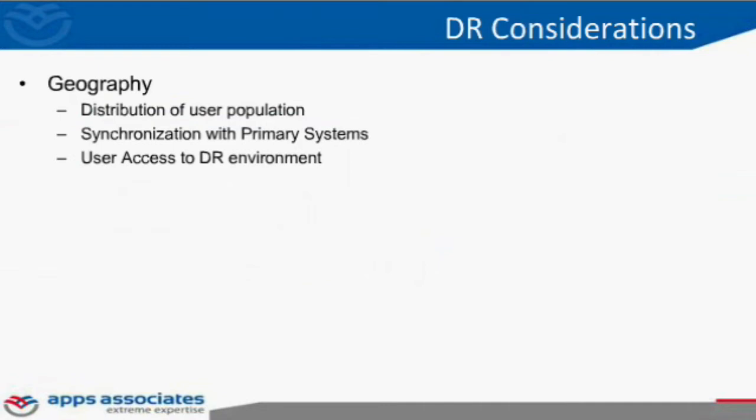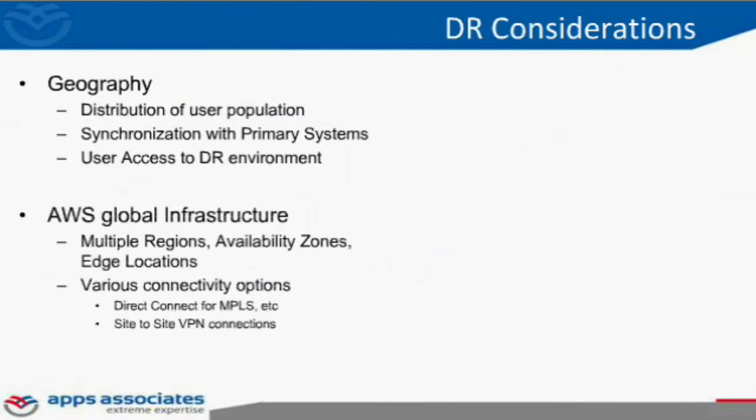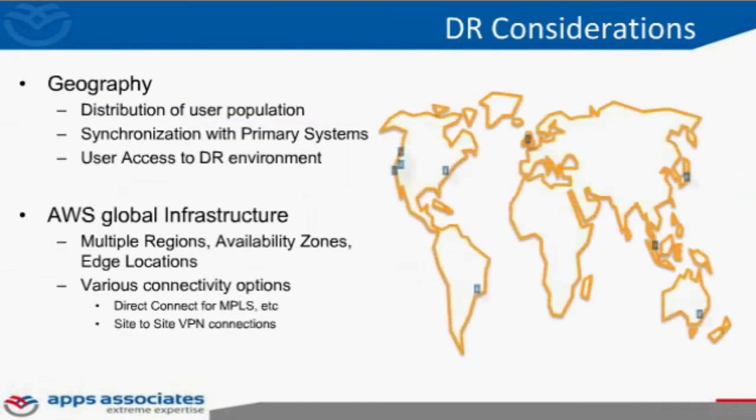The AWS Global Infrastructure has multiple regions. There are 3 regions in North America alone, and there are several more, as you can see in this diagram, across the world. And each of these regions has multiple availability zones, providing organizations around the world the ability to build a DR environment in any of these regions and any of these availability zones. And there are different connectivity options that are available.